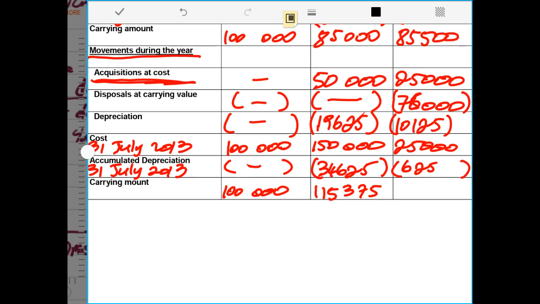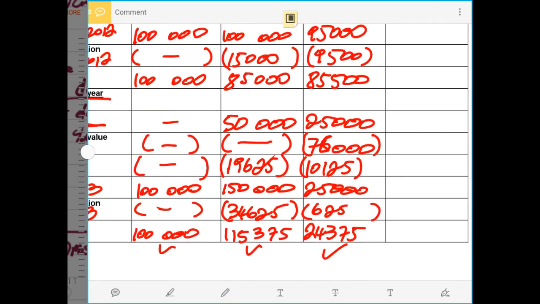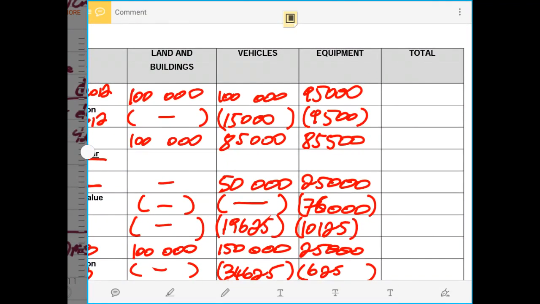Then after, at the end of the period, we will have to record the carrying amount for this asset. Then we have to say 25,000 rands minus 625. That gave us 24,375 rands. So now we have the carrying amount for land and building, carrying amount for vehicles, and carrying amount for equipment. Then after, make sure that you write their total under the column for the totals.